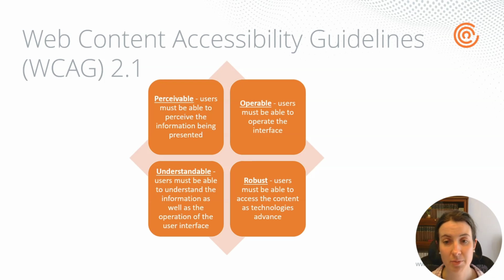First is we want our data to be perceivable. So this means our content is accessible to all users, including users who are using adaptive technology such as a screen reader or who have other visual impairments such as color blindness.